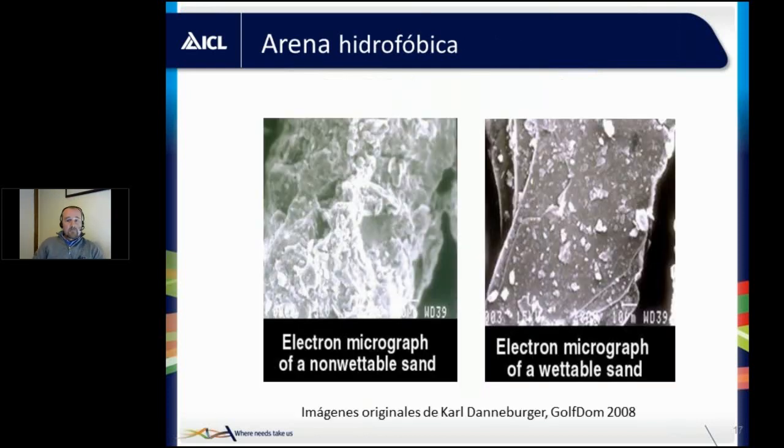Now, what is happening? We can see from these electron micrographs or photographs, which I have sourced from the originals. I think they came from the magazine Golf Dom in an article written by Carl Danneberg. You can see in these pictures we have an image here of a clean grain of sand and an image here of a non-wettable hydrophobic sand.